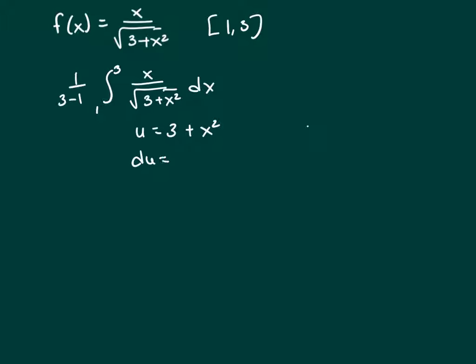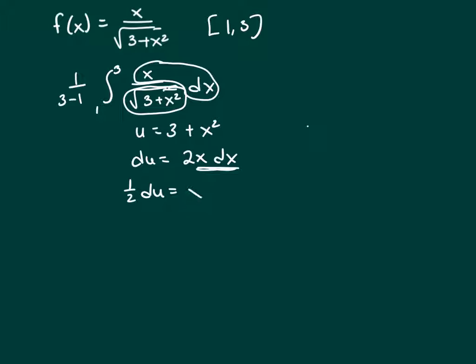And that means du is 2x dx. So this is the square root of u right there, and you're left with an x dx. So we need to solve this equation for x dx. And that would be 1/2 du equals x dx. So let's change this problem from x's to u's.